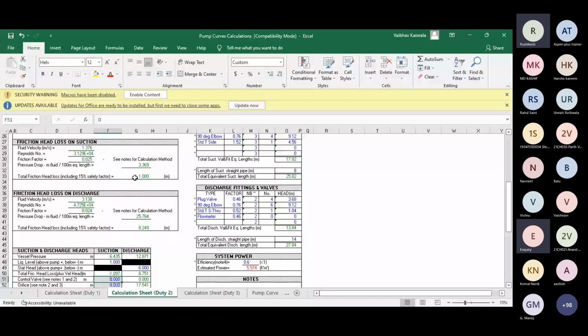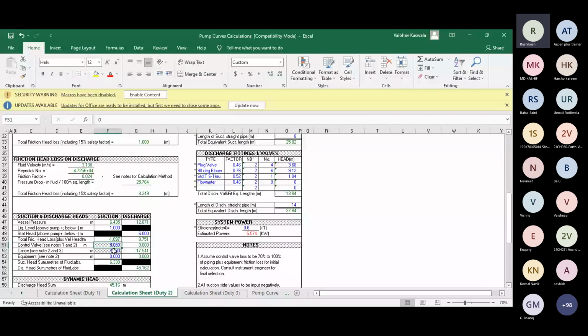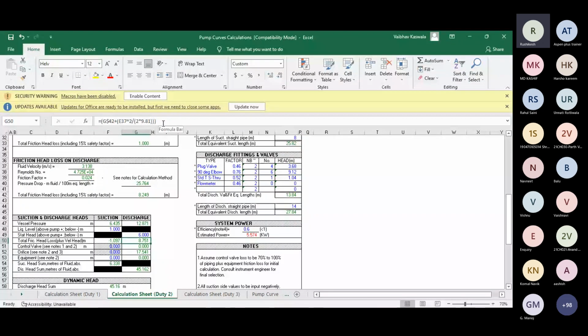So after that control valve, there is no control valve, no orifice, no equipment, that's why all these losses are zero. Now what is your total suction head? It is somewhere around 6.338, that is the suction head. Similarly, in the discharge, what is the height of the liquid in the discharge tank, what is the frictional loss? So you can see 8.751 is the head loss in the discharge, right?